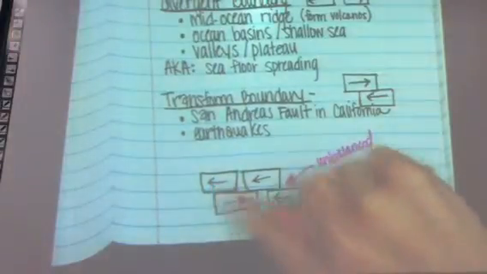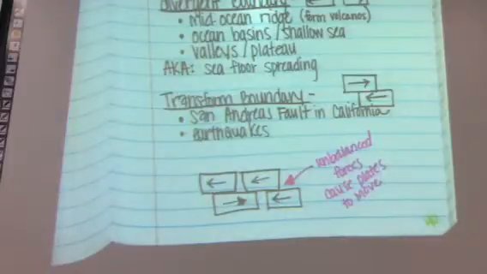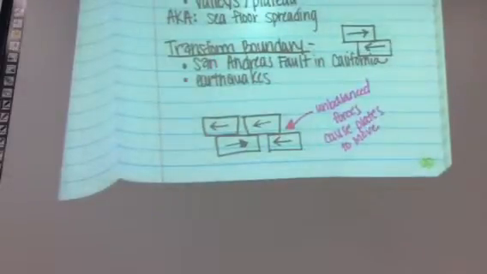Okay, so when you have all these boundaries moving different directions, some are transform, some are divergent, some are convergent. What is really moving is the magma, and that magma creates an unbalanced force that causes these plates to move.